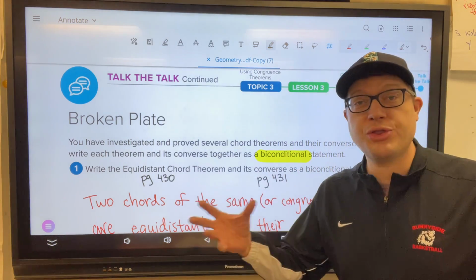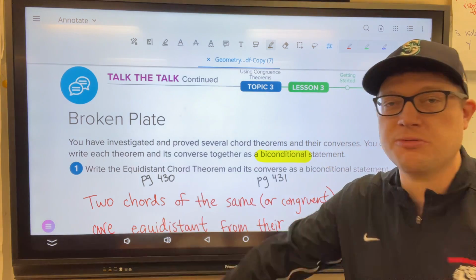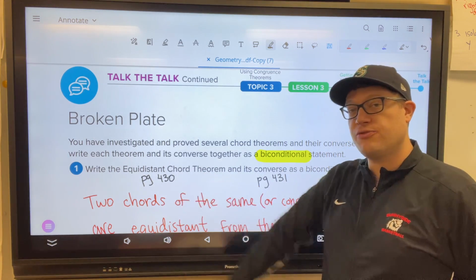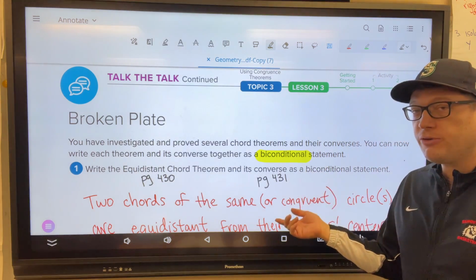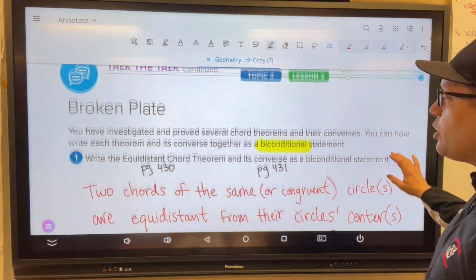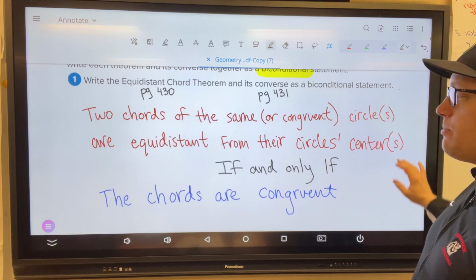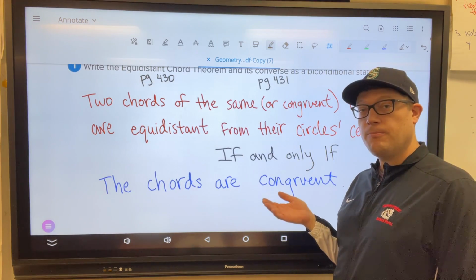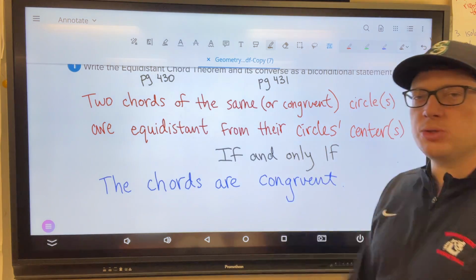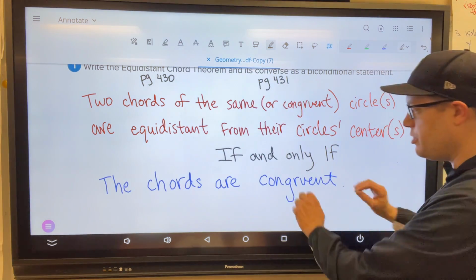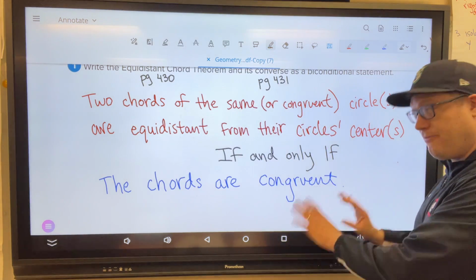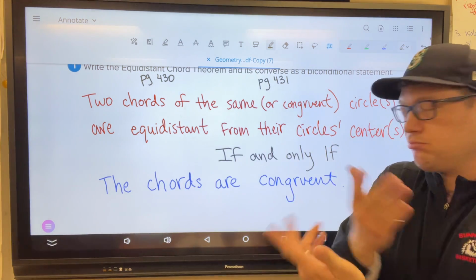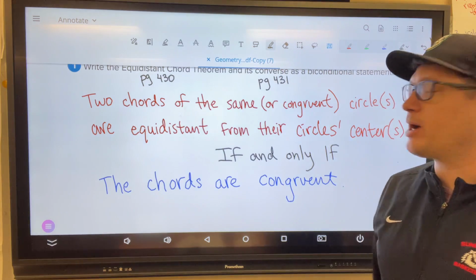So of the things that you needed to know from the videos, from the lesson, from the notes and everything, like the equidistant chord theorem on page 430, and its converse on page 431, we can write that as a biconditional statement if we use the phrase if and only if. No thens. If and only if. It's like, if this is true, then this is true, but if this is true, then this is true. And that is a directional statement that both directions are actually true.